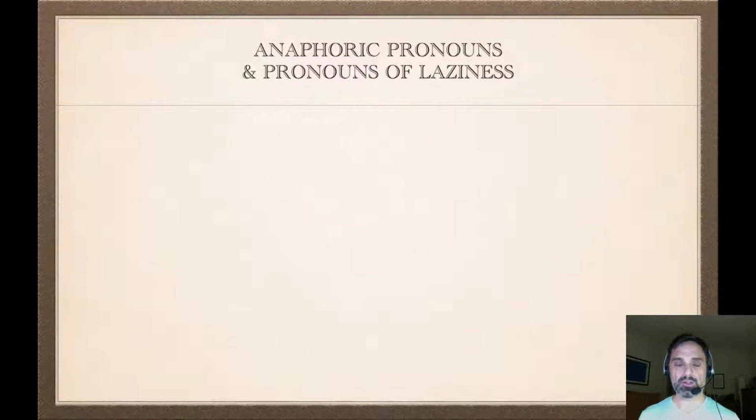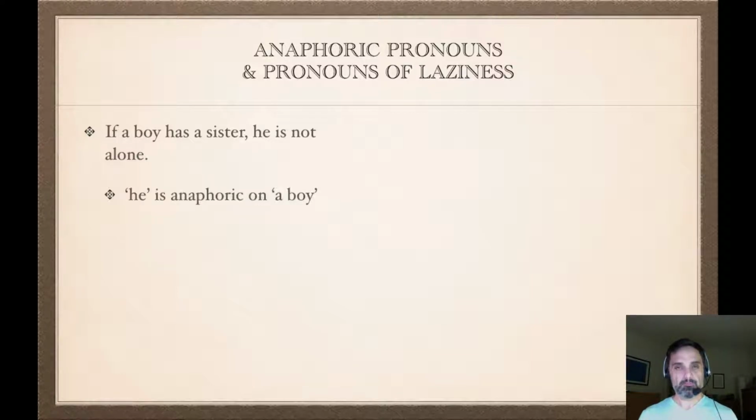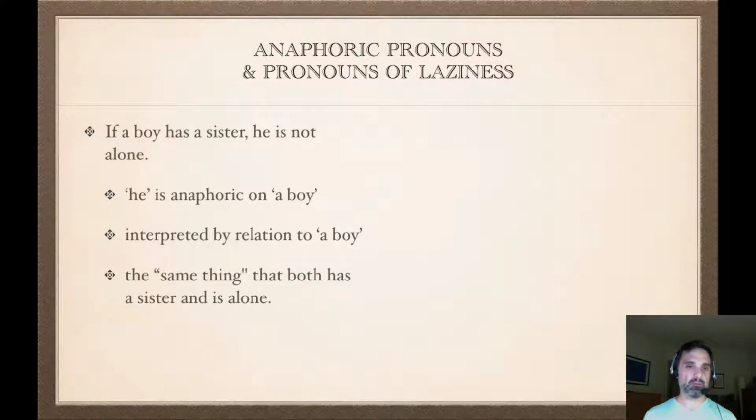I'm going to close this lecture with a little bit about anaphoric pronouns and pronouns of laziness, two kinds of pronouns, one of which we've just seen. So we say, if a boy has a sister, he is not alone. "He" is anaphoric on "a boy." That means that it's interpreted by relation to "a boy." Roughly, we're saying that for the sentence to be true, it has to be the same thing that both has a sister and is alone.